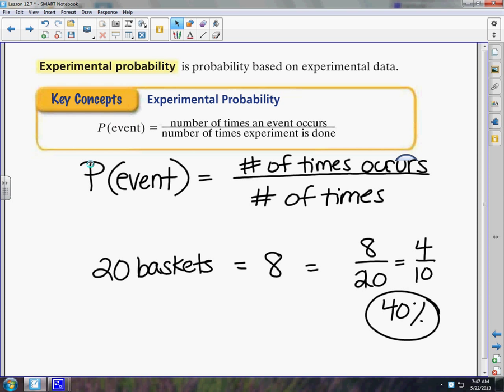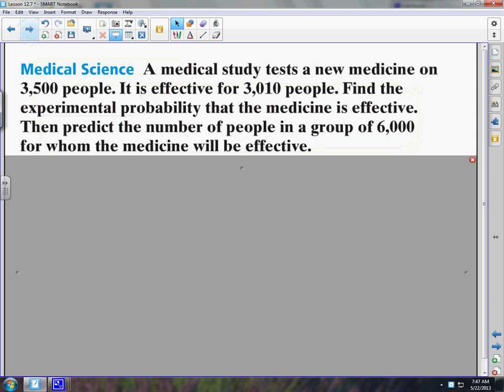So it's exactly what they use for professional sports. Baseball batting averages are figured out by the number of times they hit the ball out of the number of times they get up to bat. Or, like, free throw percentage is all based on experimental probability. It's different for every person because every person shoots the ball differently or hits the ball differently, but it's all based on what you actually do.